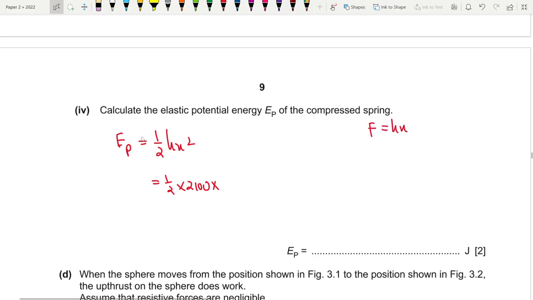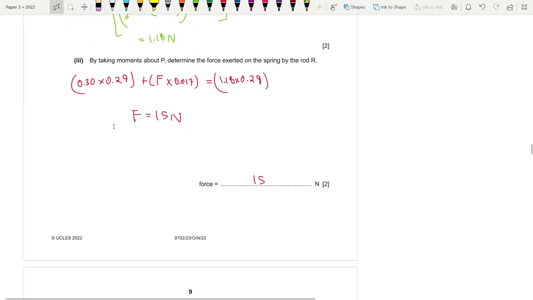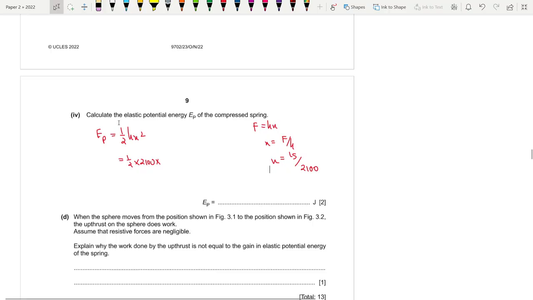F is equal to kx, so x is equal to F by k. So the force was 15 while k was 2100, right? There you go. So that gives a value of x equal to 7.15 times 10 to the power minus 3 meters.